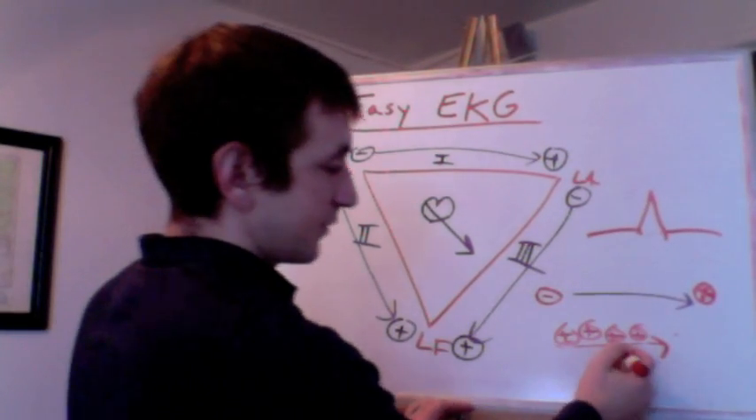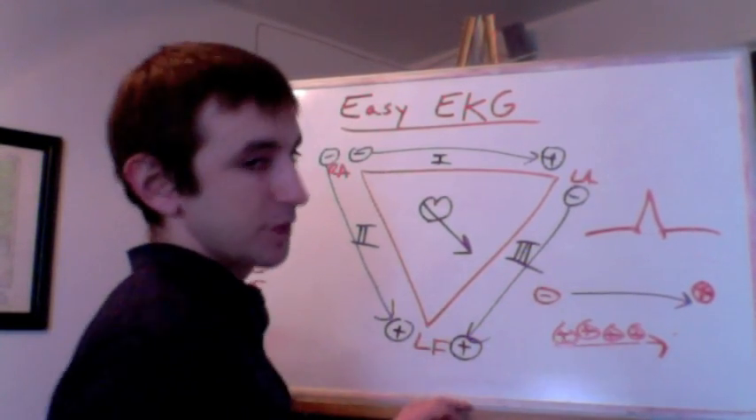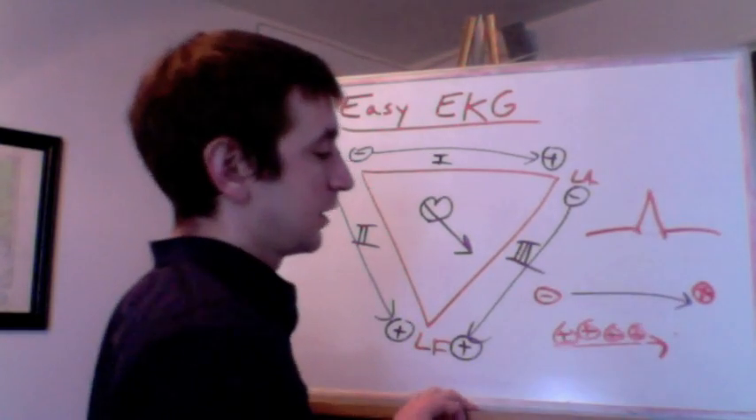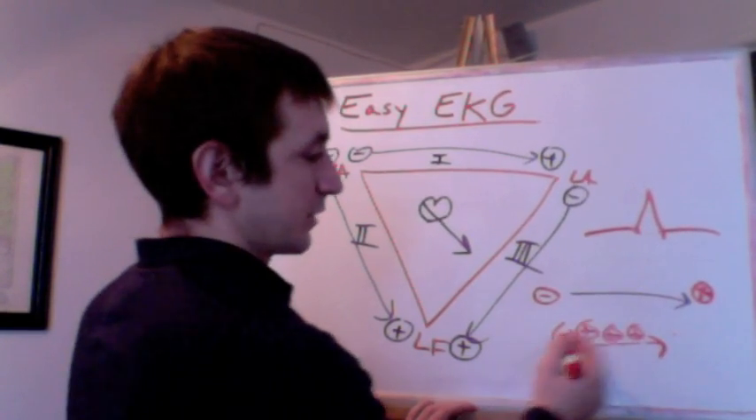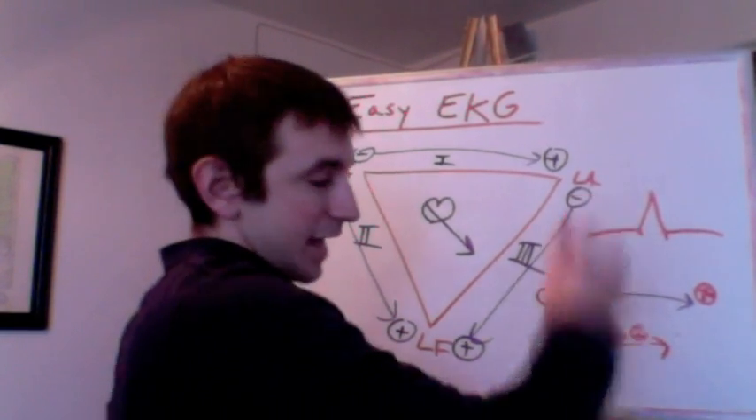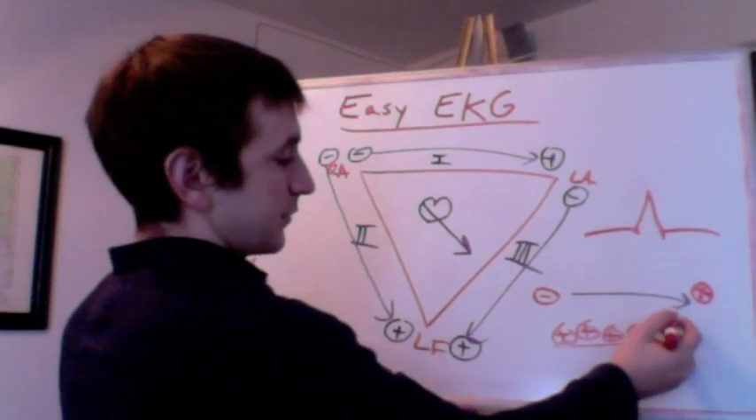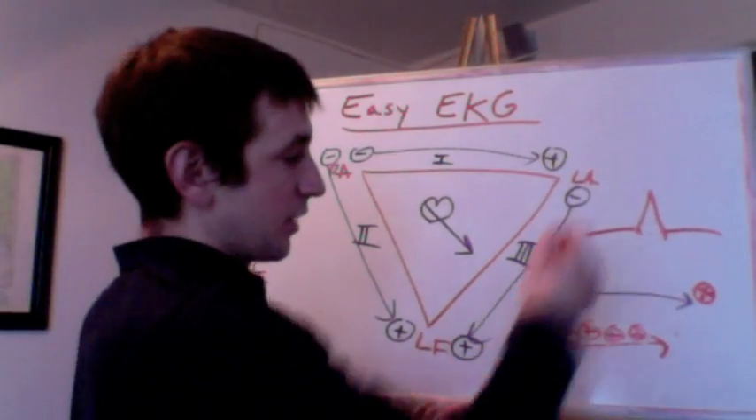If you have a positive charge going towards the negative electrode, you get a negative spike. If you have a negative charge going towards the positive electrode, you have a negative spike. If you have a negative charge going towards the negative electrode, you have a positive spike.